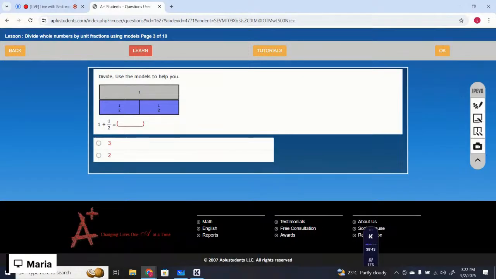Divide 1 divided by 1 by 2. So 1 divided by 1 by 2 equals... 1 divided by 1 by 2 means you need to divide this figure into two equal parts, right? So 1 divided by 1 by 2 makes how many parts? Dividing 1 by 1 by 2 makes two parts. The correct option is 2. Got it?